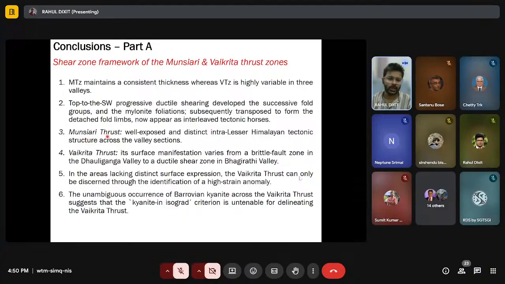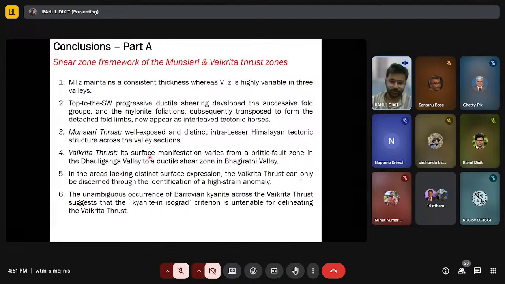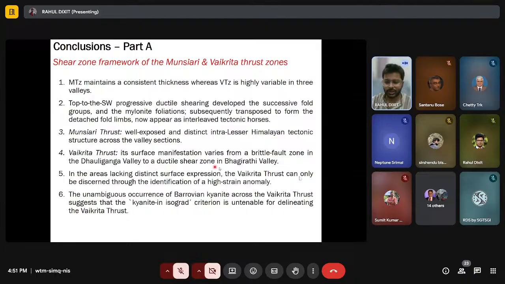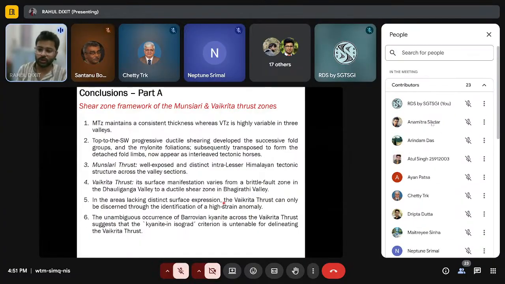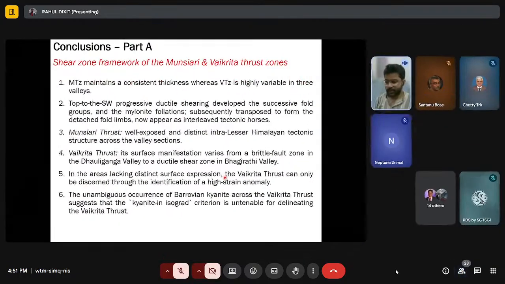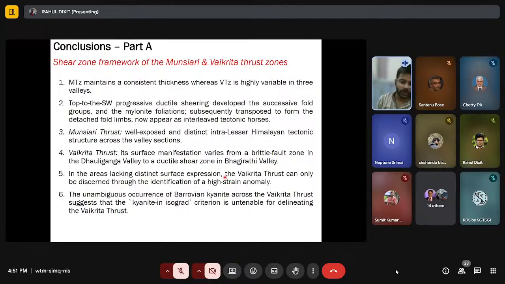And we can state that the Munshari thrust is a well exposed, distinct intra-lesser Himalayan tectonic structure across the valley section, whereas for the Vakrita thrust, the surface manifestation varies from a brittle fault zone in the Dhauli Ganga Valley to a ductile shear zone in the Bhagirathi Valley. In the areas which lack distinct surface expression, where the Vakrita thrust is not exposed on the surface, in that situation, the Vakrita thrust can only be discerned through the identification of the high strain anomaly.